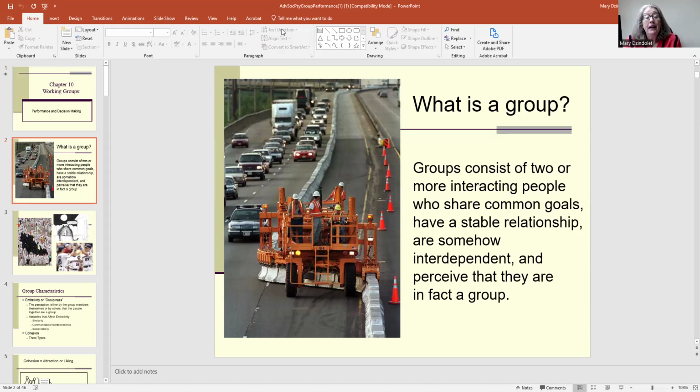And they're somehow interdependent. So the more you come up with, sort of the less I have to. I hear your ideas, which may affect my thinking. They're interdependent in some way. And they have to perceive that they are, in fact, a group. That's what gets kind of tricky, because it's the self-perception piece that we have very little control of if you're in a laboratory trying to study groups.